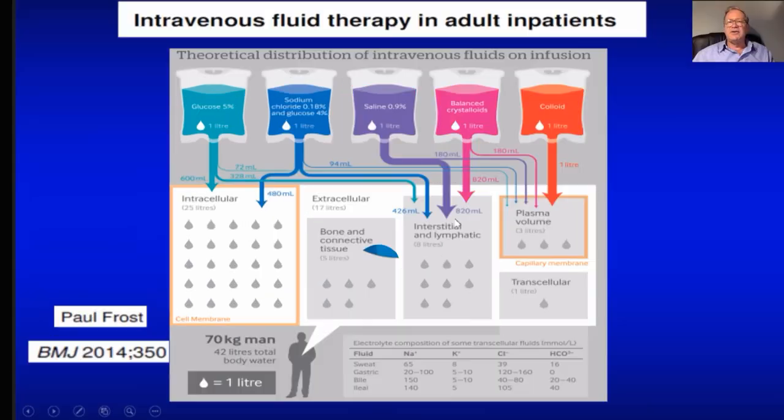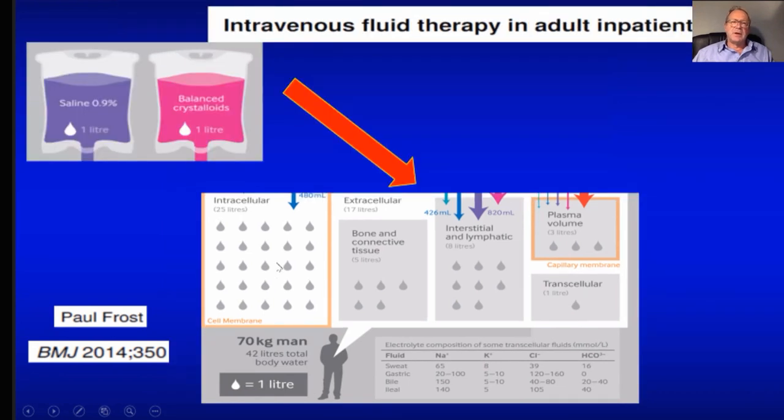Crystalloids will disappear into the interstitial space and lymphatic compartment, as does saline. And if you want to ensure and correct dehydration, intracellular dehydration, you need a solution containing glucose. Otherwise, that fluid will not enter the cells. So, saline and balanced crystalloids really only hydrate the interstitial space and are ineffective in correcting plasma volume.